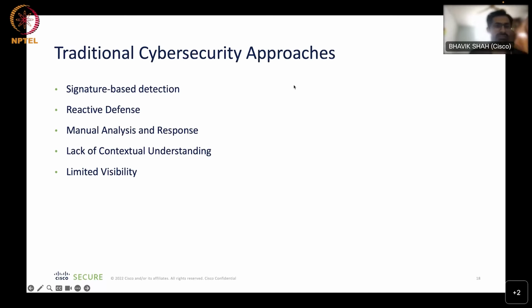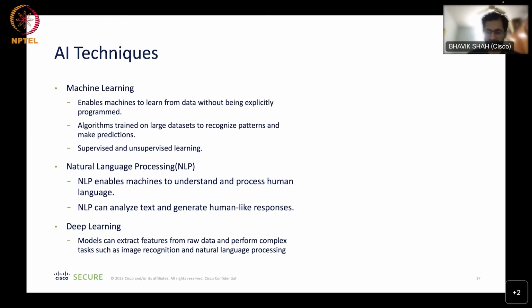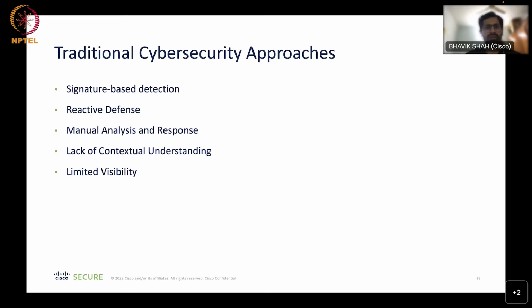Just before we dropped off, we discussed the different AI techniques, right? Now, moving on, we realize why cybersecurity is important. Now we will focus on the traditional cybersecurity approaches. We are going in this direction to understand why we need artificial intelligence in cybersecurity. Before that, let's understand what traditional cybersecurity approaches we have today.